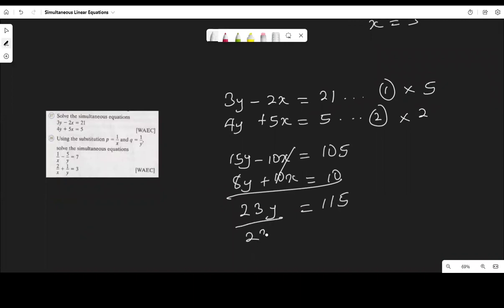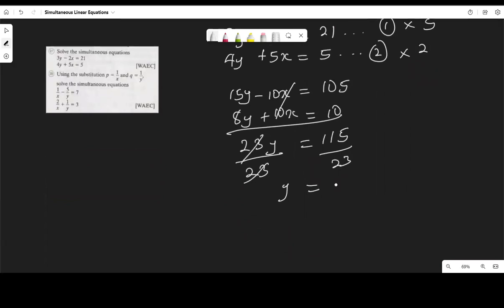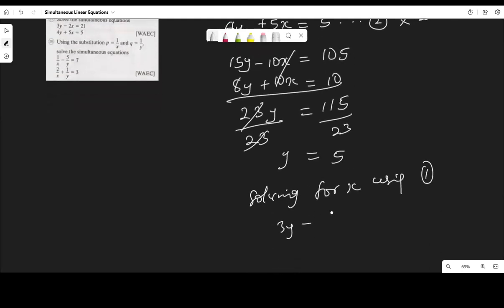Dividing both sides by 23, y will be 115 divided by 23, y is equal to 5. Now solving for x using equation 1. Equation 1 says 3y minus 2x is equal to 21.